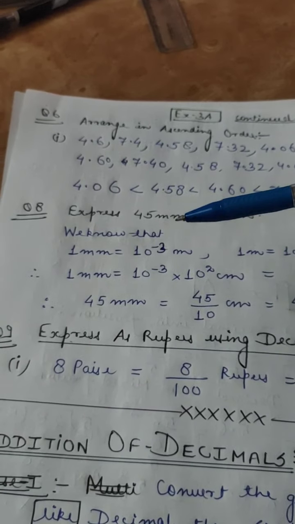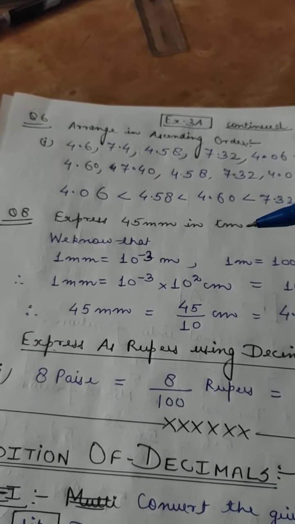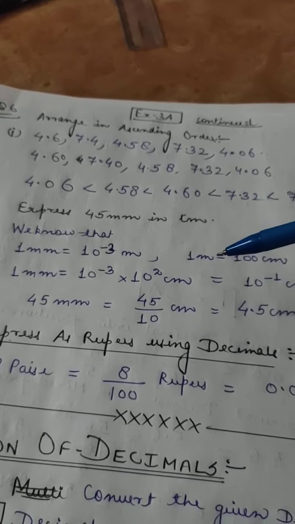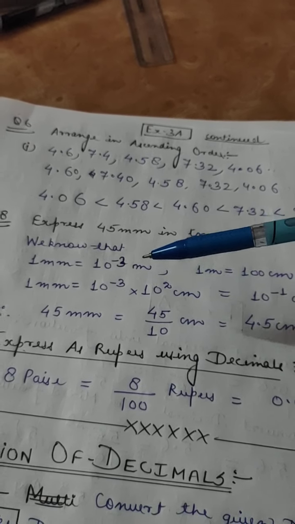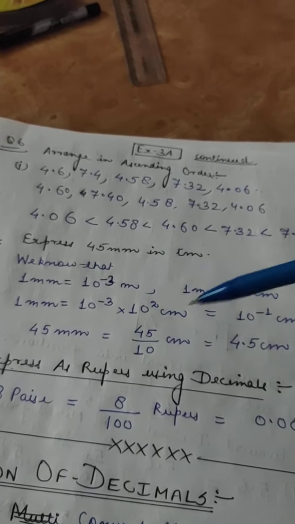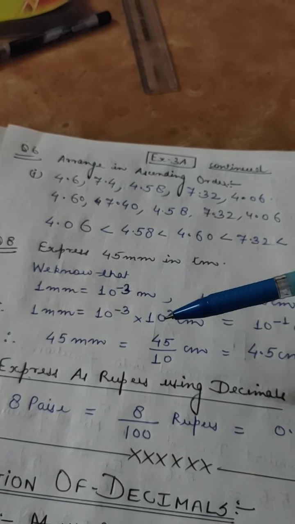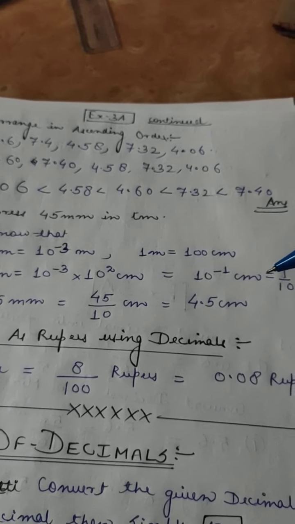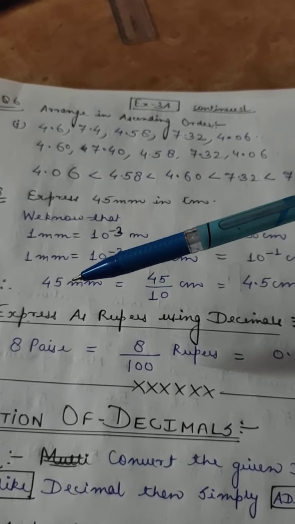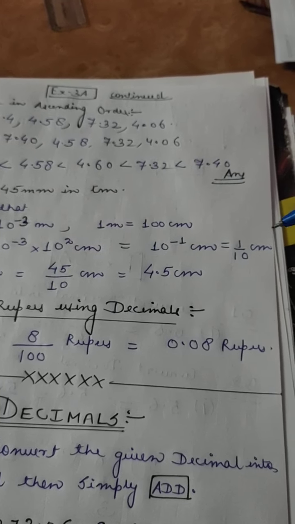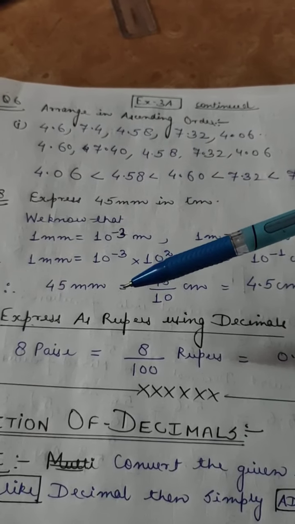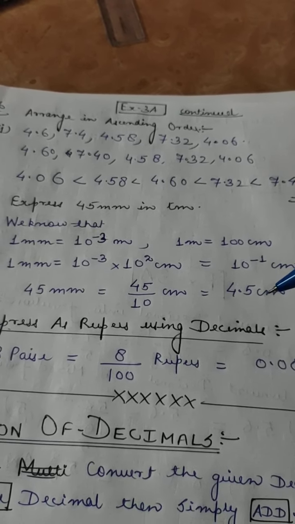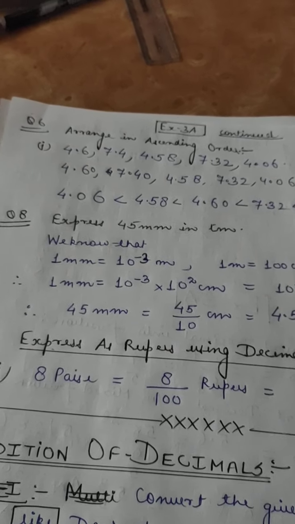In question number 8, you have to convert 45 mm into centimeters. We know that 1 mm is 10 to the power minus 3 meter, and also we know that 1 meter is equal to 100 centimeters. So by replacing this meter by 100 centimeters, what do we get? 100 can be written in 10 to the power 2 form. Simplifying, we get 10 to the power minus 1 centimeter, which is equal to 1 by 10 centimeter. So 1 mm is equal to 1 by 10 centimeter. Hence 45 mm will be 45 by 10 centimeters, which gives us 4.5 centimeters. This is the required answer.